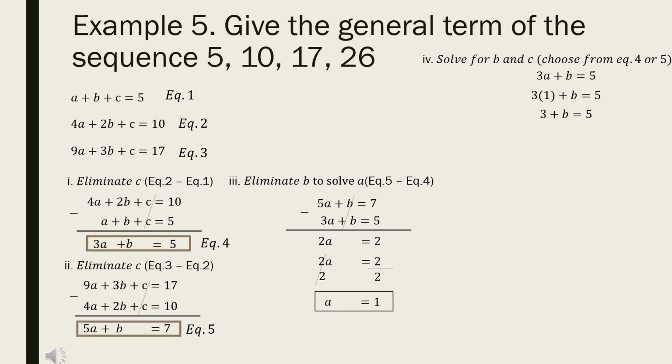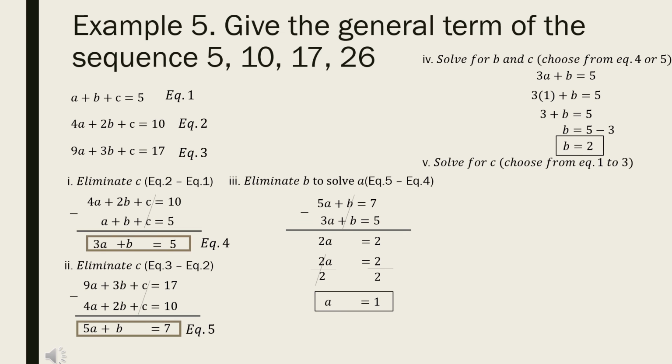3 times 1 is 3. So we have it there, and then simplify. 3 plus b is equal to 5. So b is equal to 5 minus 3. 5 minus 3 is 2. So the value of b is equal to 2.